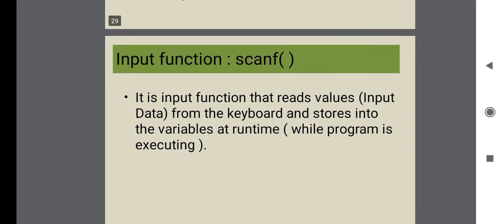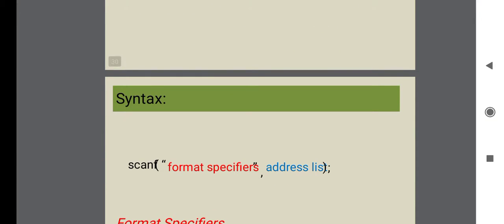Okay. Next, what is the syntax of scanf? We have already seen the syntax of printf. Printf followed by pair of parentheses, format specifiers within double quotes, comma, variable list. Variable list and format specifiers are separated by using comma and end with semicolon. Semicolon is mandatory, very, very important. If we miss the semicolon, it leads to error.